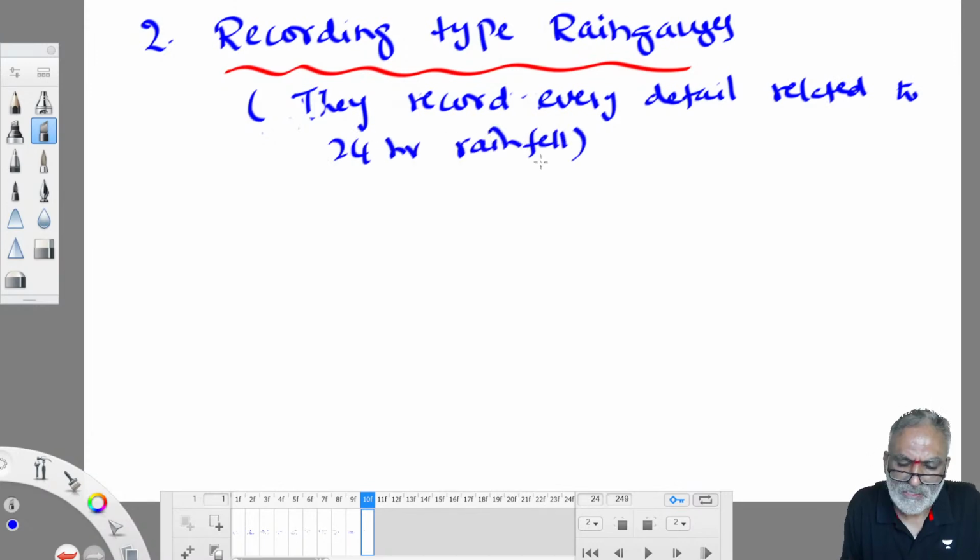In 24 hours, how many times has rain occurred? Throughout the day, it doesn't rain all 24 hours. Rain occurs one or two times in a day. Each time, how long it has occurred, what intensity has occurred, what is the depth of rainfall. Every detail we can collect.